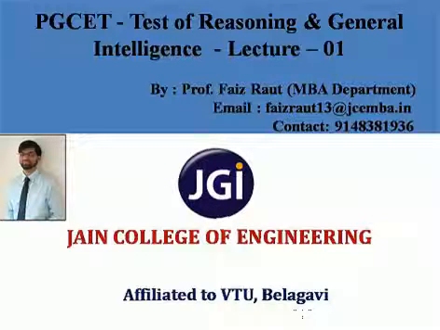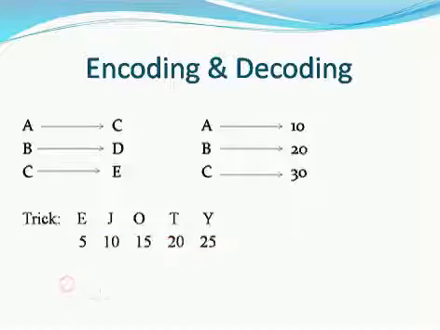In this lecture of this section we are going to discuss one type of problem which regularly comes in all the PGCET exams. This kind of problem is regarding encoding and decoding. In this problem you will be given a letter, for example A, and A will be replaced with C, B will be replaced with D, C will be replaced with E. So you need to identify the encoding, how it has been happening, and how to decode it later on for another question.